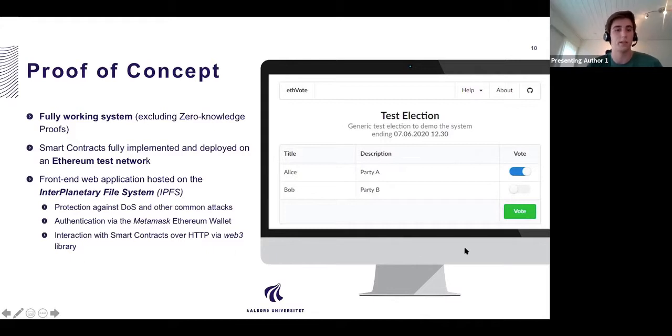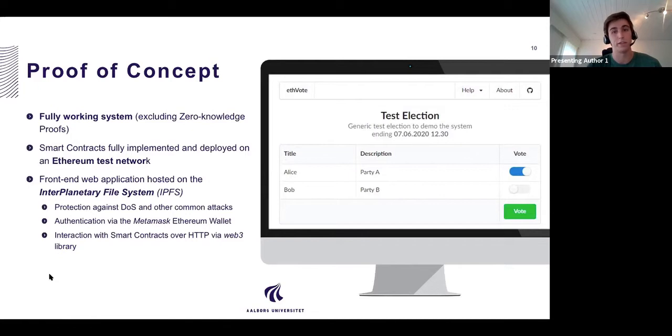Otherwise, the smart contracts are fully implemented, and we deployed them on an Ethereum test network. And in addition to that, we developed a front-end web application to interact with the contracts and actually make the system usable from a user perspective. And we hosted this web app on the interplanetary file system, in short IPFS, which is a decentralized network that naturally gives you some amount of protection against common attacks such as denial of service attacks.